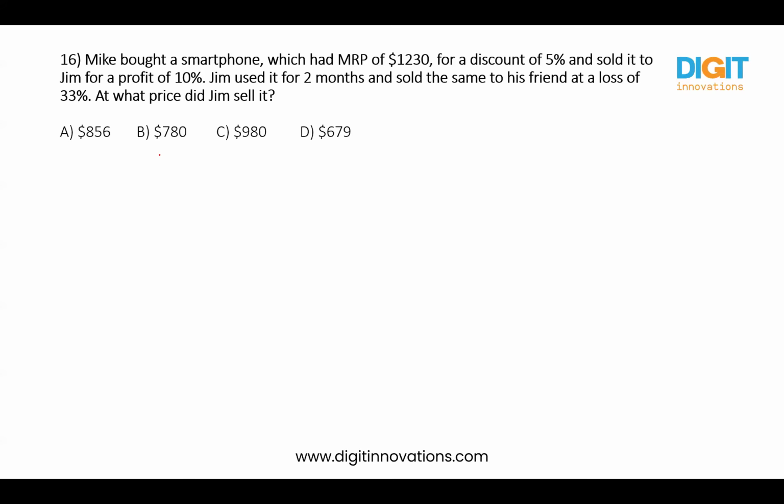So I'm using the percentage concept here to find how much loss I got. Total it is 1230 and Mike got it for a discount of 5%. So that means 5% of 1230. 5 by 100 into 1230.